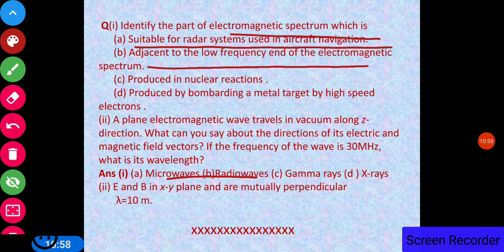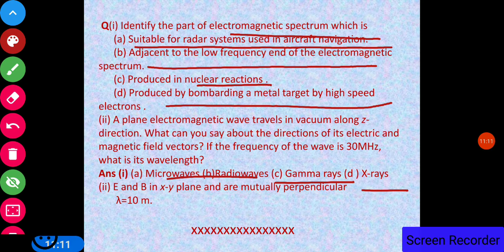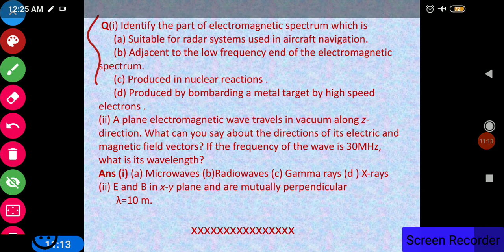Second, adjacent to the low frequency end of the electromagnetic spectrum: that is the radio waves. Produced in nuclear reactions: that is gamma rays. Produced by bombardment of a metal target by high speed electrons: that is X-rays. So the question can be any one like this.